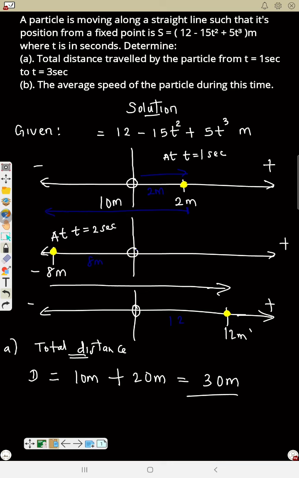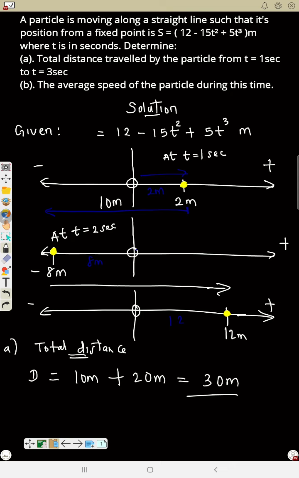So I'm not going to say 12 minus 2. Do you know this is my final position? 12. Do you know this is my initial position? 2. 12 minus 2 is what? 10. But I'm not going to do that. For you to see, it works fine for displacement, since the definition is final position minus initial position, but it can't work fine for distance. But let's do the same thing as distance.